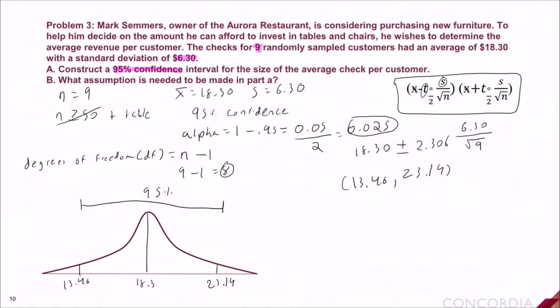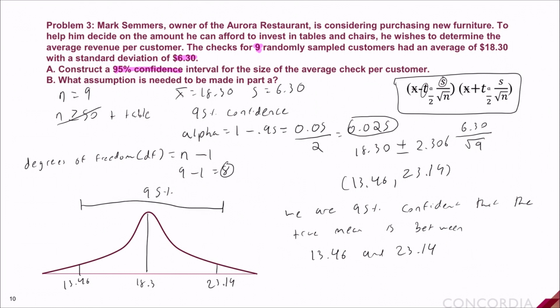And we can just write that out in a final sentence. We are 95% confident that the true mean is between 13.46 and 23.14.